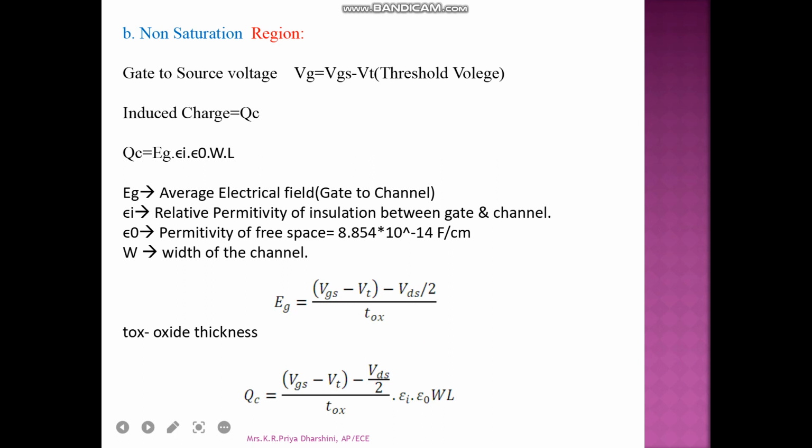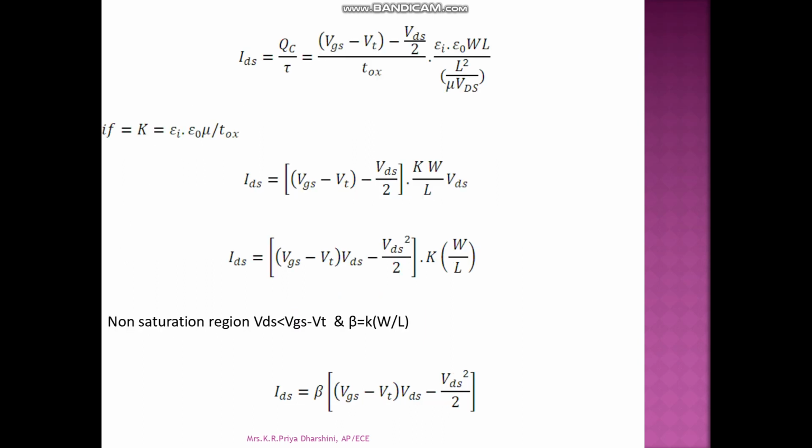Eg can be written as VGS minus VT minus VDS divided by 2, all divided by T naught X. What is T naught X? It is the oxide thickness. Also we can write an equation for the induced charge QC, which is equal to Eg times epsilon I epsilon naught times WL. Eg can be replaced with VGS minus VT minus VDS divided by 2, over T naught X, times epsilon I epsilon naught times W times L.